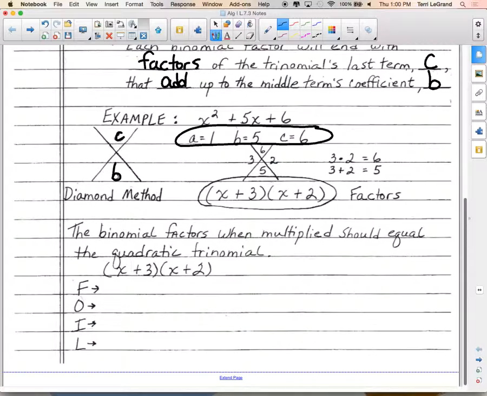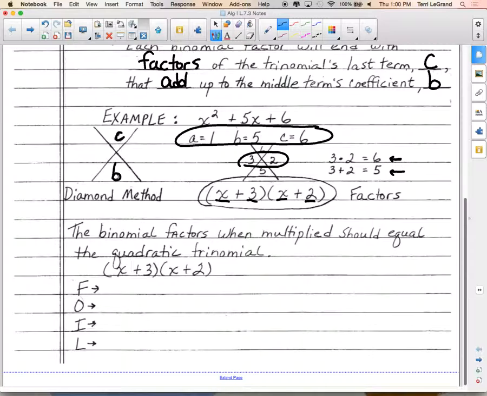So in this one, we have a 6 upstairs and a 5 down, and the two numbers that multiply to be 6 but at the same time add up to be 5 are 3 and 2. So the factored name is as simple as this. They both start with x, the square root of x squared. They end with those two numbers that you found that multiply to be C and add up to B.